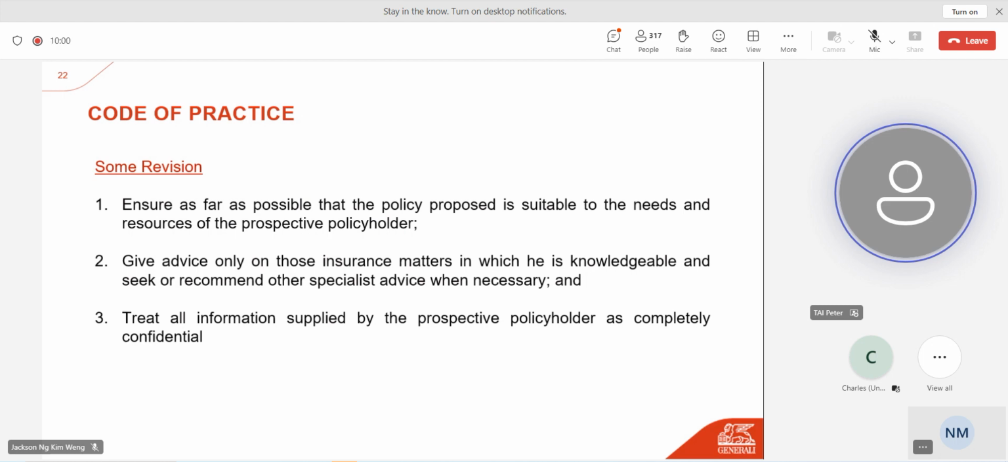Thank you. Yes, at least it is not confusing. And you must treat all information as completely confidential, like I said just now, because it is under the PDPA Act. Understood. Thank you. Let us move on.